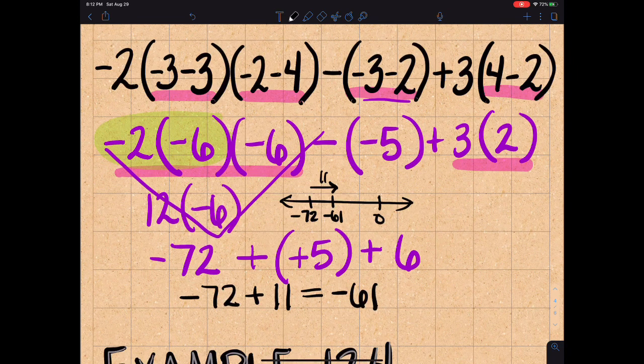Again, let me know if that doesn't make sense, because to find the difference between those two numbers, 72 minus 11, you're going to be on the negative number line, okay?